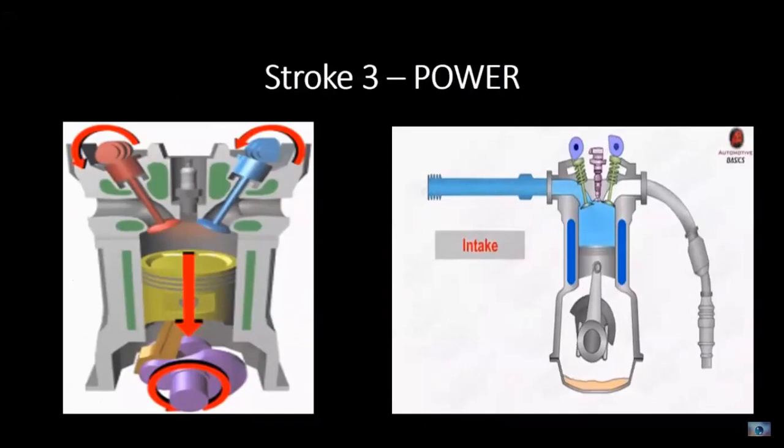Stroke 3. Power stroke. The power stroke starts with the piston at TDC. Both valves, intake and exhaust, are still closed. The air-fuel mixture combustion started at the end of the compression stroke, which causes a significant increase of pressure inside the cylinder. The pressure inside the cylinder pushes the piston down towards the BDC. Only during the power stroke the engine produces energy.